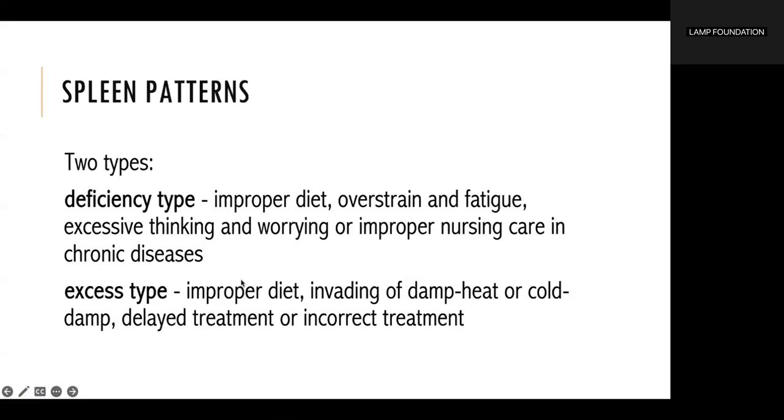The patterns of the spleen can be classified into two types: deficiency type and excess type. The deficiency type is mainly caused by improper diet, overstrain and fatigue, excessive thinking and worrying, or improper nursing care in chronic diseases. The excess type is also caused by improper diet, invading of damp heat or cold damp, delayed treatment, or incorrect treatment.